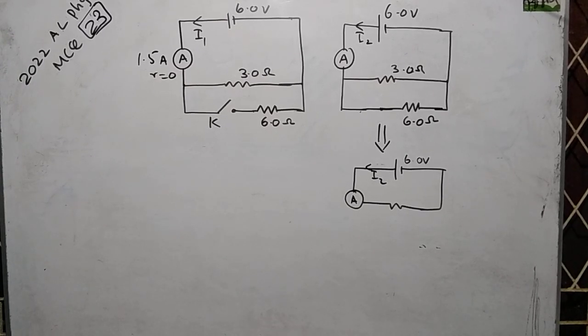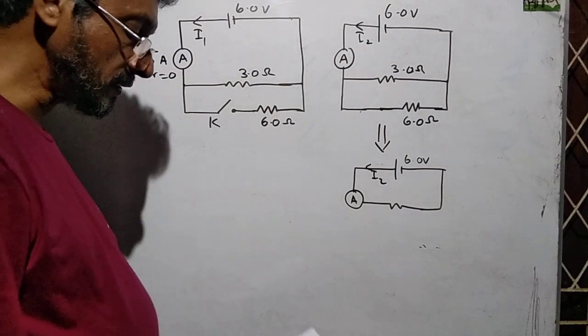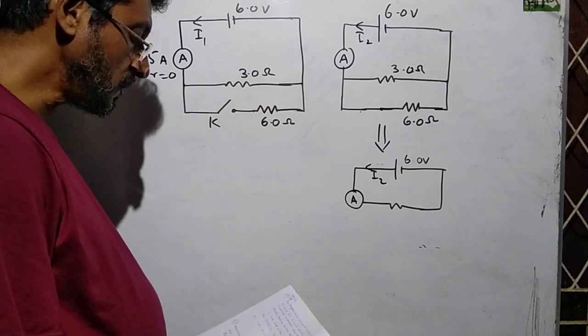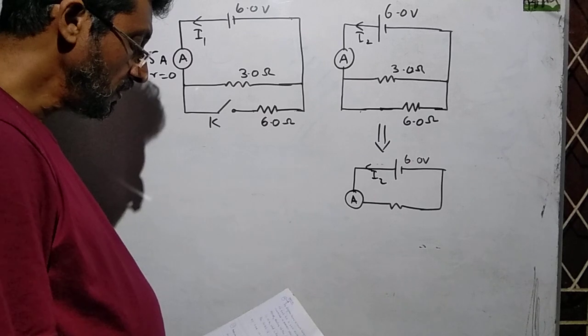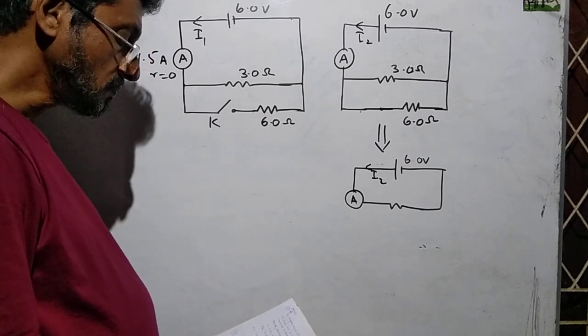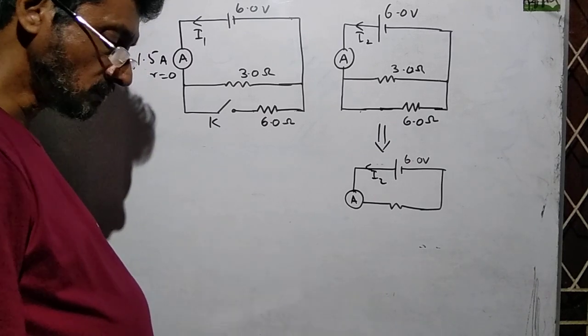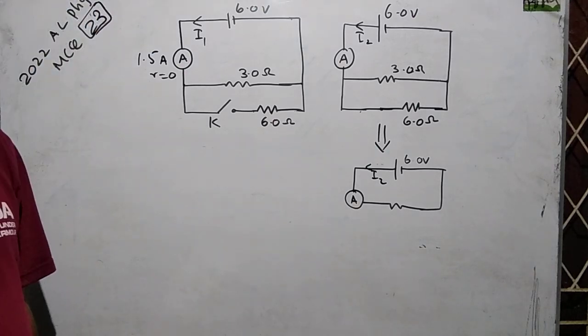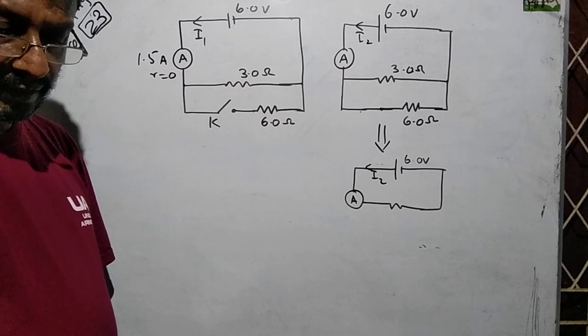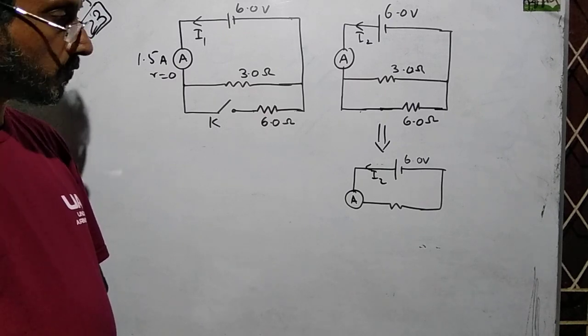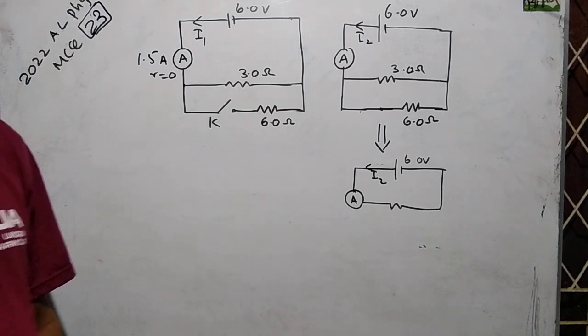2022 A-Level Physics MCQ question number 23. The diagram shows a circuit having a battery of EMF 6 volt, with a 3 ohm resistor and a 6 ohm resistor connected in parallel. When the switch K is open, the reading of the ideal ammeter is 1.5. What is the ammeter reading when the switch is closed? When the switch is closed.